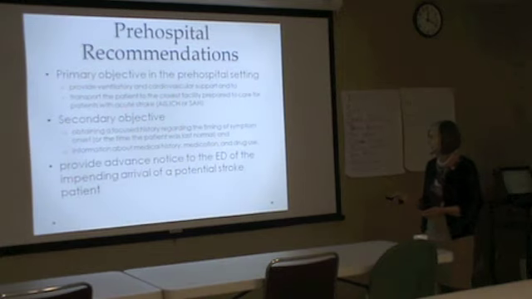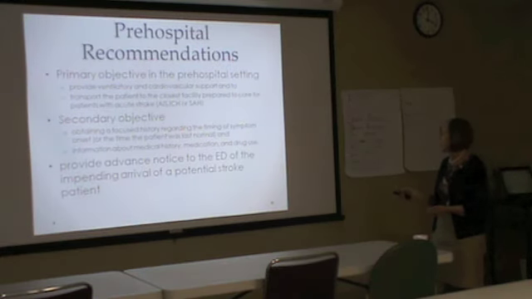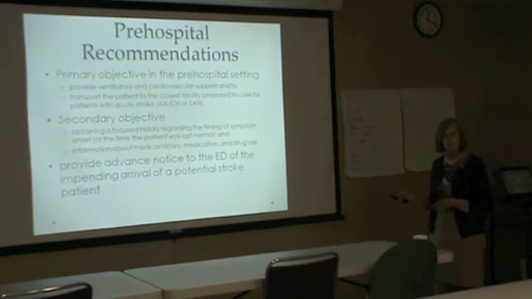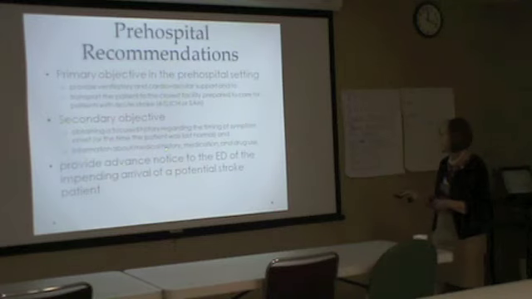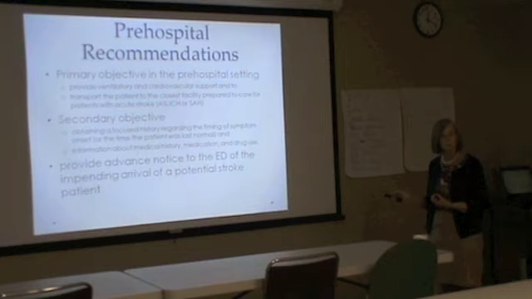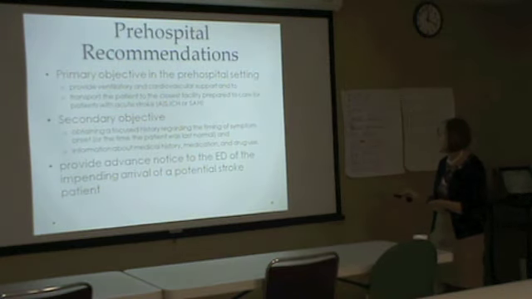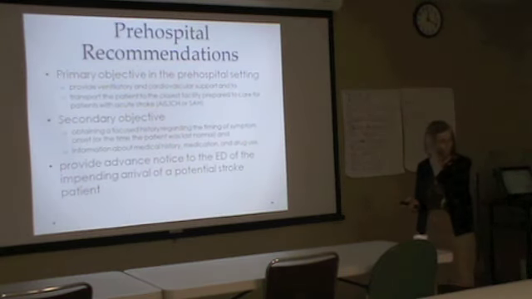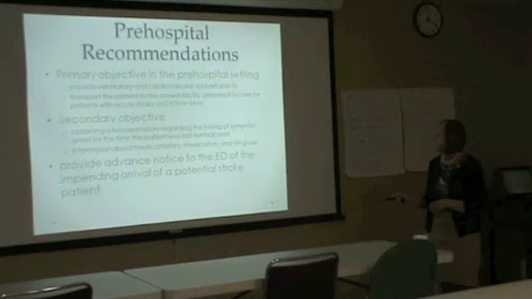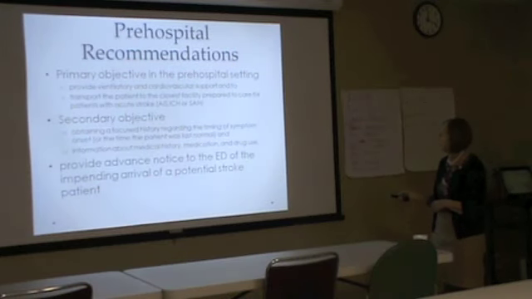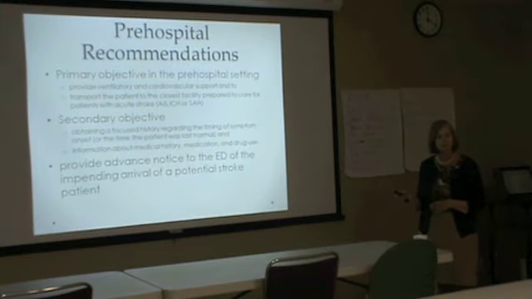The secondary objective is for them to obtain a focused history regarding the timing of the symptom onset, or as we prefer it, the time that the patient was last known to be normal, and information about their medical history, their medication, and their drug use, so that we will have that information to help us stratify our treatment options when they get to the emergency department. These are level 1 recommendations from the actual guideline. And they should provide advance notice to the emergency department that they're coming with a potential stroke, so the stroke code can be activated and people can be ready to meet the patient once they hit the door and start the process.